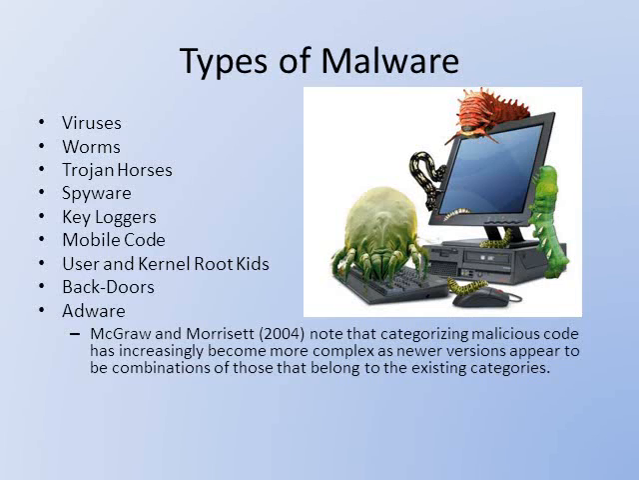There are many types of malware. There's viruses, worms, Trojan horses, spyware, keyloggers, mobile code, user and kernel rootkits, backdoors, and adware. McGraw and Morrisett note that categorizing malicious code has increasingly become more complex as newer versions appear to be combinations of those that belong to the existing categories. For purposes of this presentation, we will delve further into the viruses, worms, Trojan horses, and spyware, since they are the most common forms of malware.